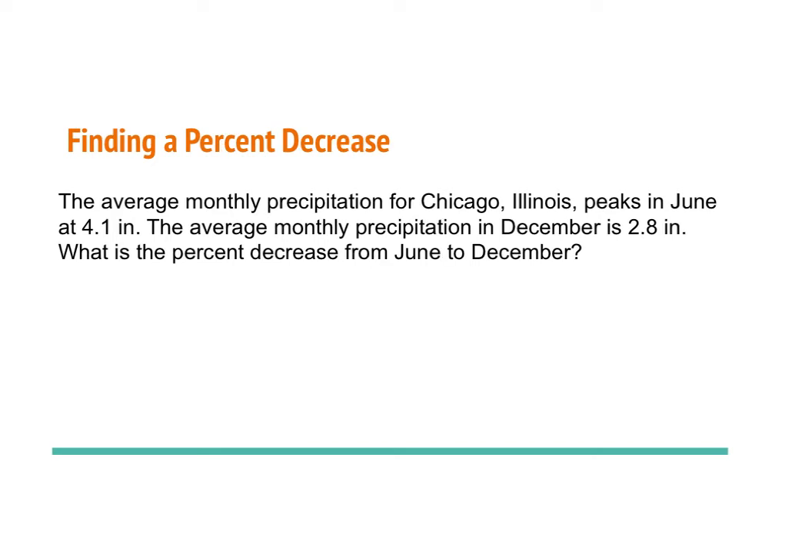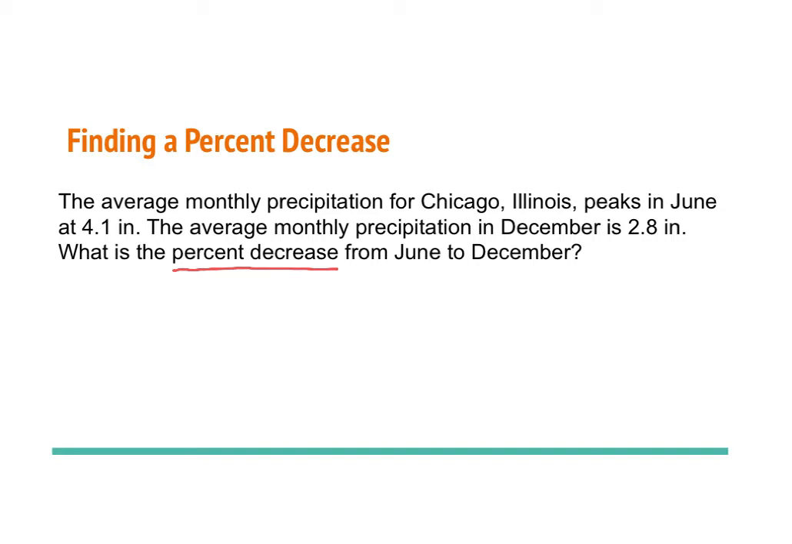So the average monthly precipitation in Chicago, Illinois, peaks in June at 41 inches. The average monthly precipitation in December is 2.8 inches. What is the percent decrease from June to December? So in this case, it's asking for percent decrease, so we know that our answer should be negative. If it's not negative, then we did something wrong, okay?